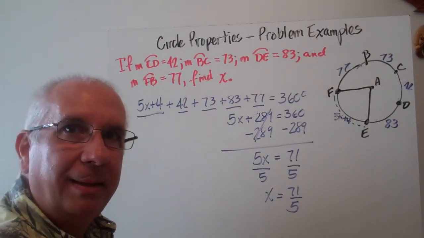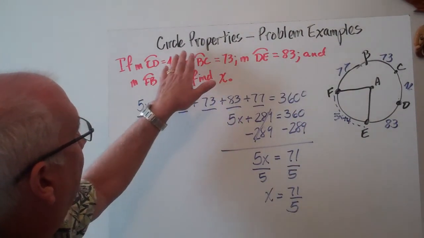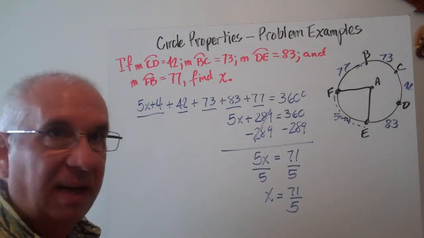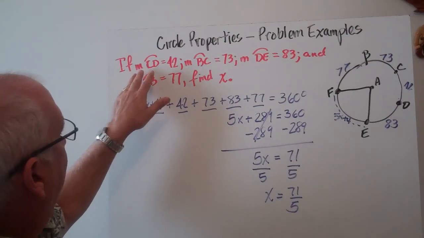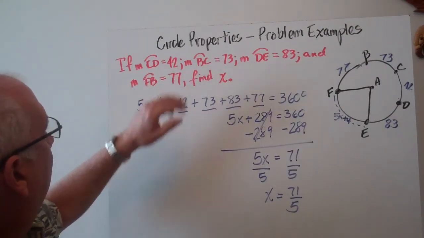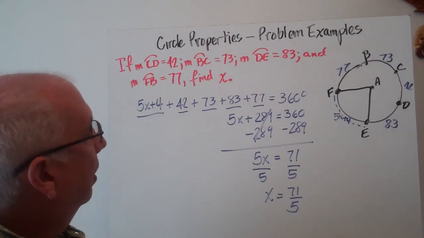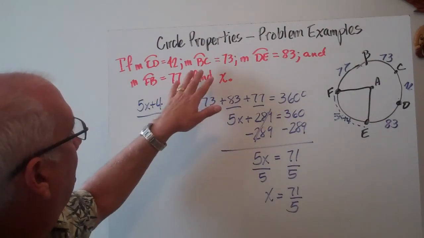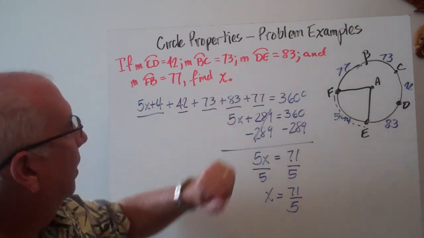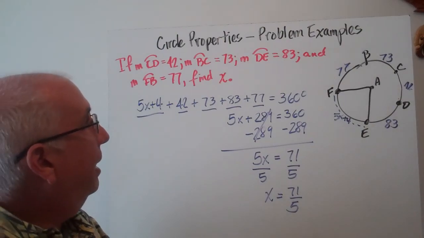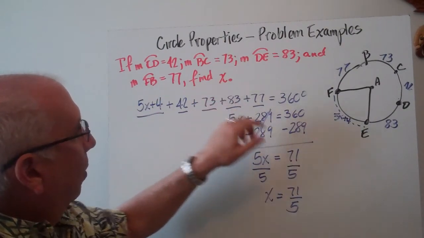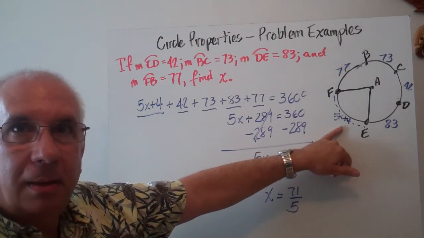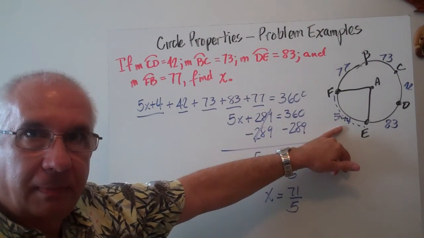Welcome. Today's lesson is about circle properties and a few example problems. On the first one, we are given the measure of arc A is 42 degrees, the measure of arc BC is 73 degrees, the measure of arc BE is 83 degrees, and the measure of arc FB is 77. We want to find the value of x.